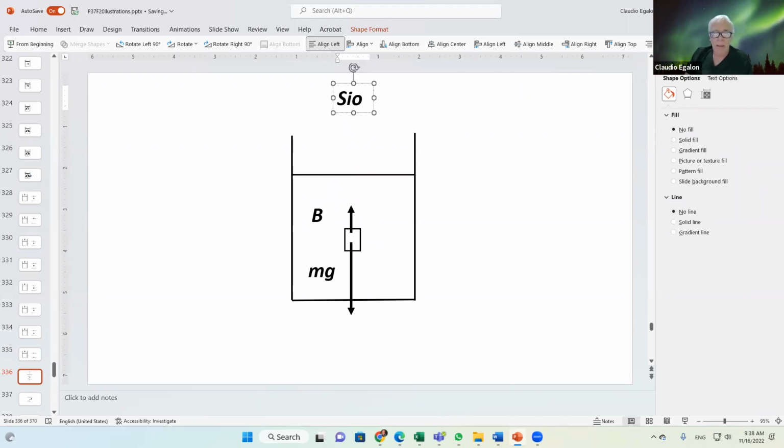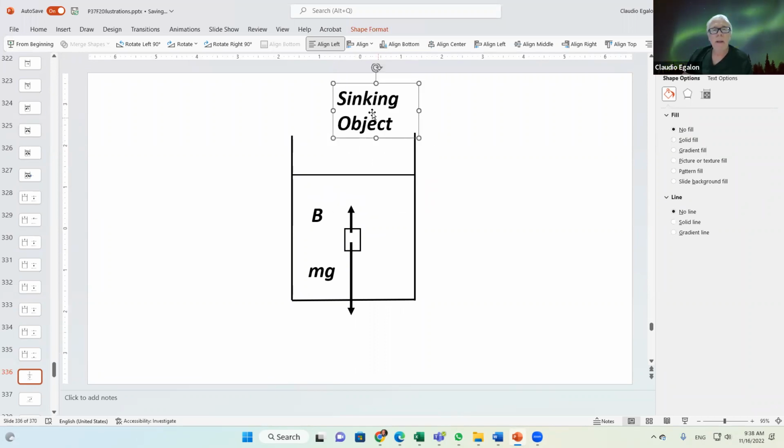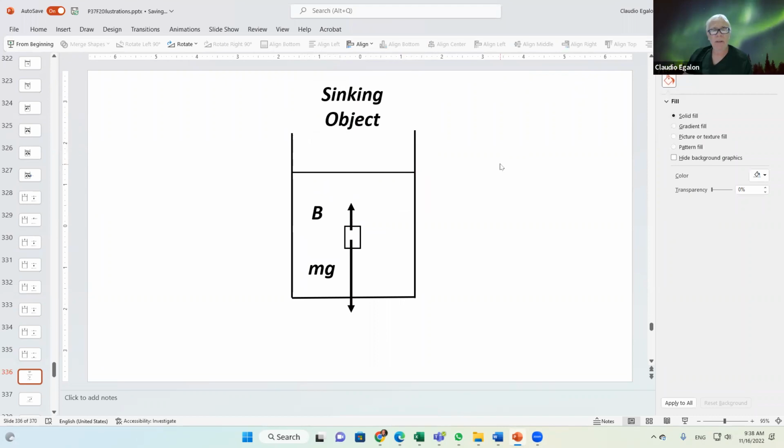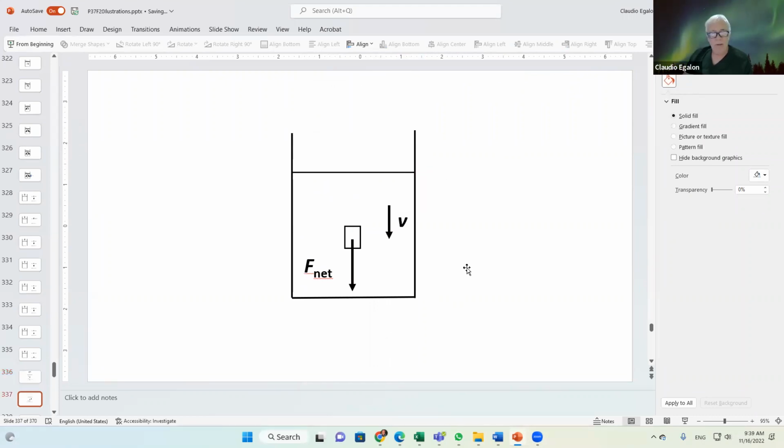The weight must be greater than the buoyant force. If the weight is greater than the buoyant force, then the object is going to move downwards. We have that, see, velocity. That's the net force, right? And that's the velocity of the object. Here, I'm not taking into account, I'm neglecting the force of the fluid friction, the friction due to the fluid.